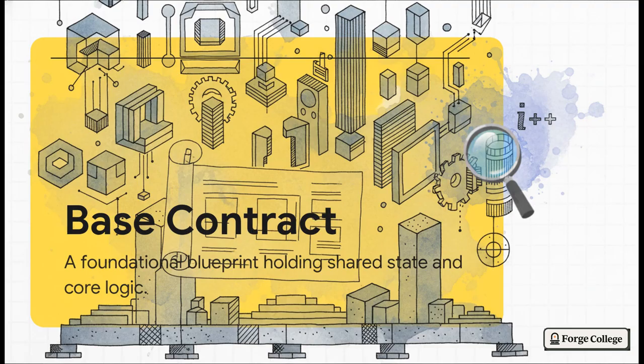Think of this as your primary foundational blueprint. It encapsulates a single responsibility, holding your shared state variables, like say an integer counter, and the core canonical logic that updates it. This is the solid bedrock that your other more complex contracts are going to build upon.